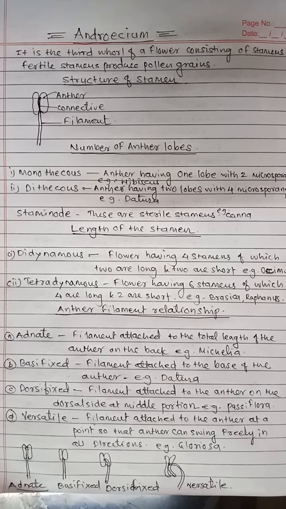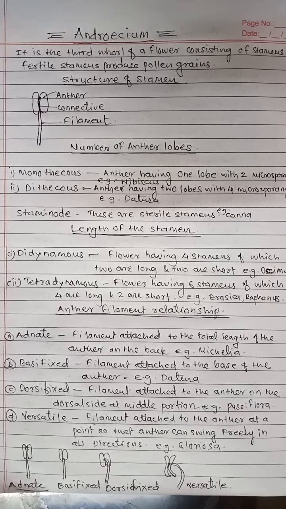Then dithecous. In this case, anthers are present with two lobes, and in each lobe there are two microsporangia or pollen sacs. Therefore, there are four microsporangia or pollen sacs, and it is also termed tetralocular or tetrasporangiate. Example is Datura, member of family Solanaceae.